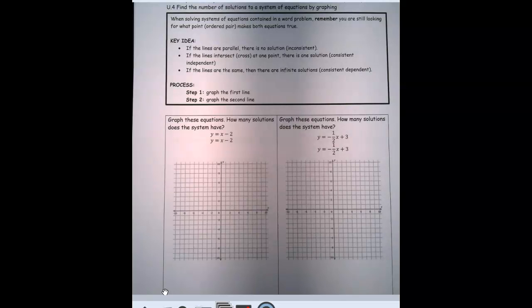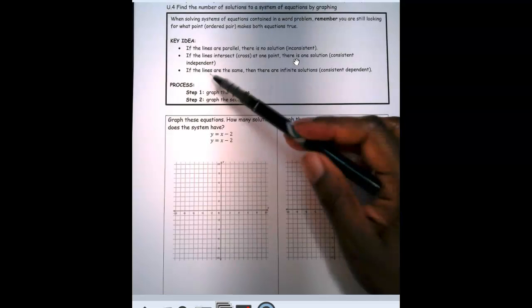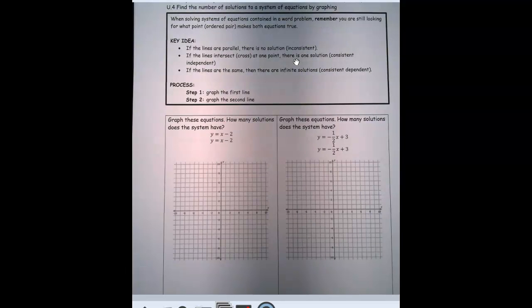Also, if the lines do intersect or cross at one point, this is what we call one solution, or consistent because they agree, independent because it's two different lines. Okay. Third is if the lines are exactly the same, then there's an infinite number of solutions because every point on both lines makes the equation true.